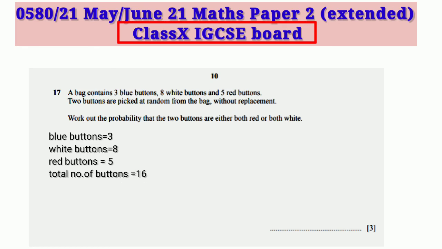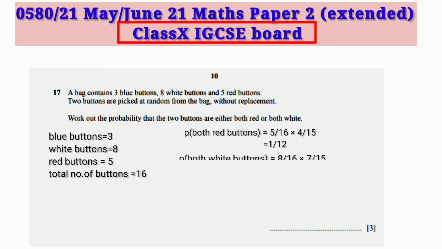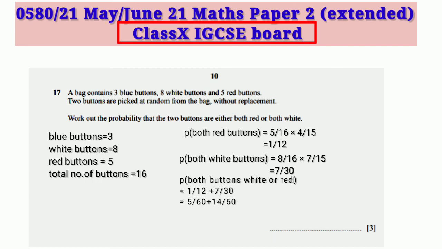Probability of both buttons being red. First time it will be 5 by 16. For the second button it will be 2 by 15 since one button is already taken. This on multiplication gives 1 by 12. Probability of both buttons being white will be 8 by 16 into 7 by 15 since one button is already taken. This on cancellation gives us 7 by 30. So the probability of both buttons being white or red is 1 by 12 plus 7 by 30. We will equalize the denominator.